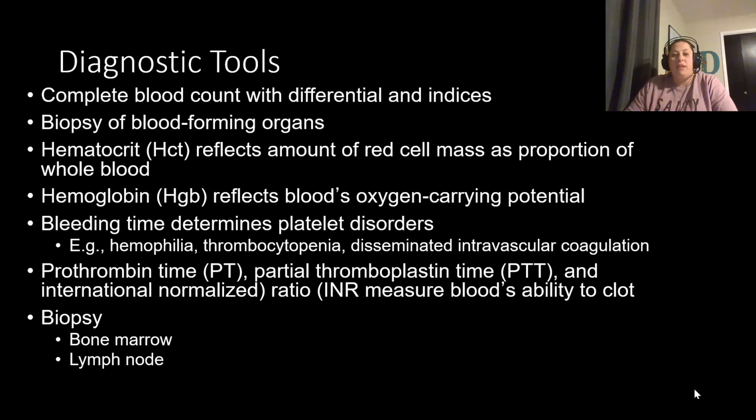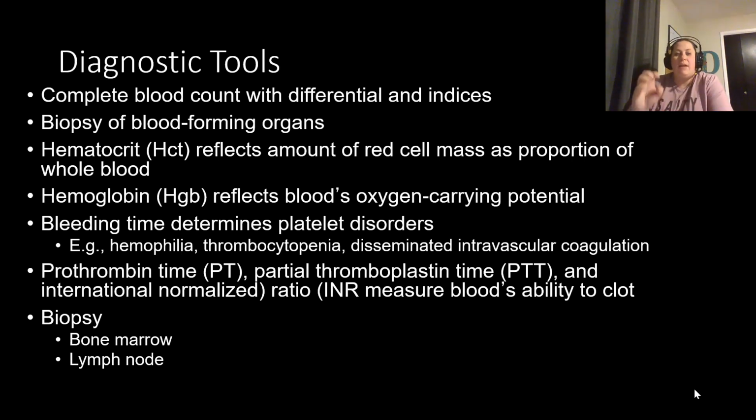We could also do a prothrombin time, which is a PT test, a partial thromboplastin time, and an international normalized ratio. These tests help with blood clotting. They look at the blood's ability to clot properly and in the proper sequence, because markers like prothrombin look at the cascade of what's happening in the clotting time. We could also do a biopsy. Biopsies are done by taking samples of the bone marrow or the lymph nodes.